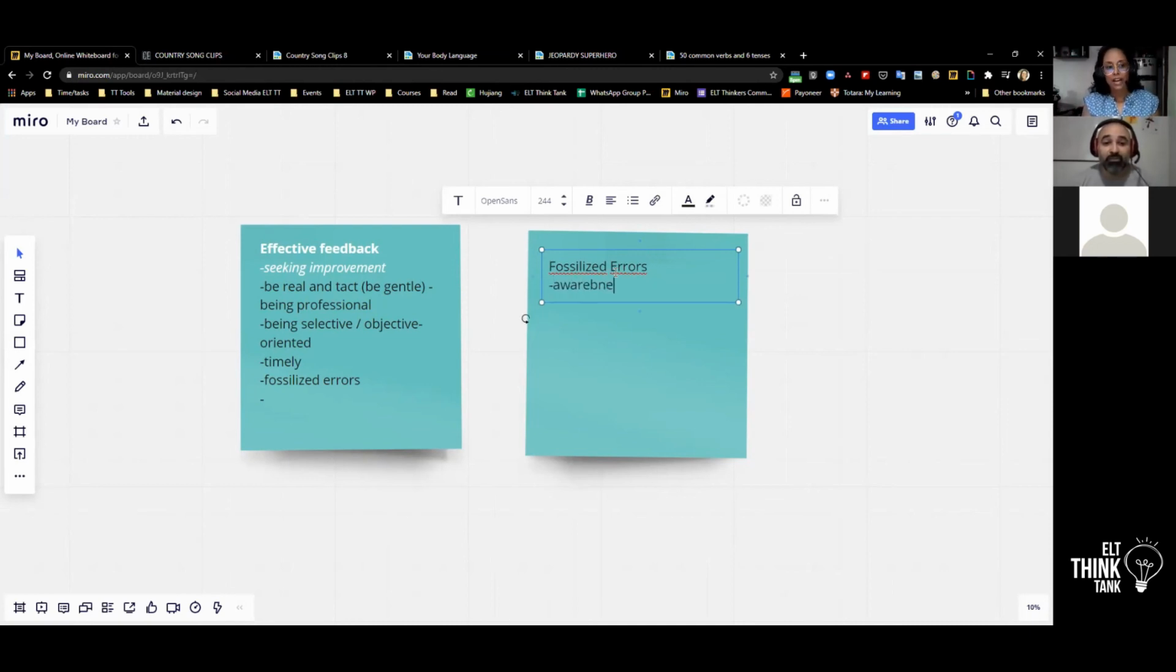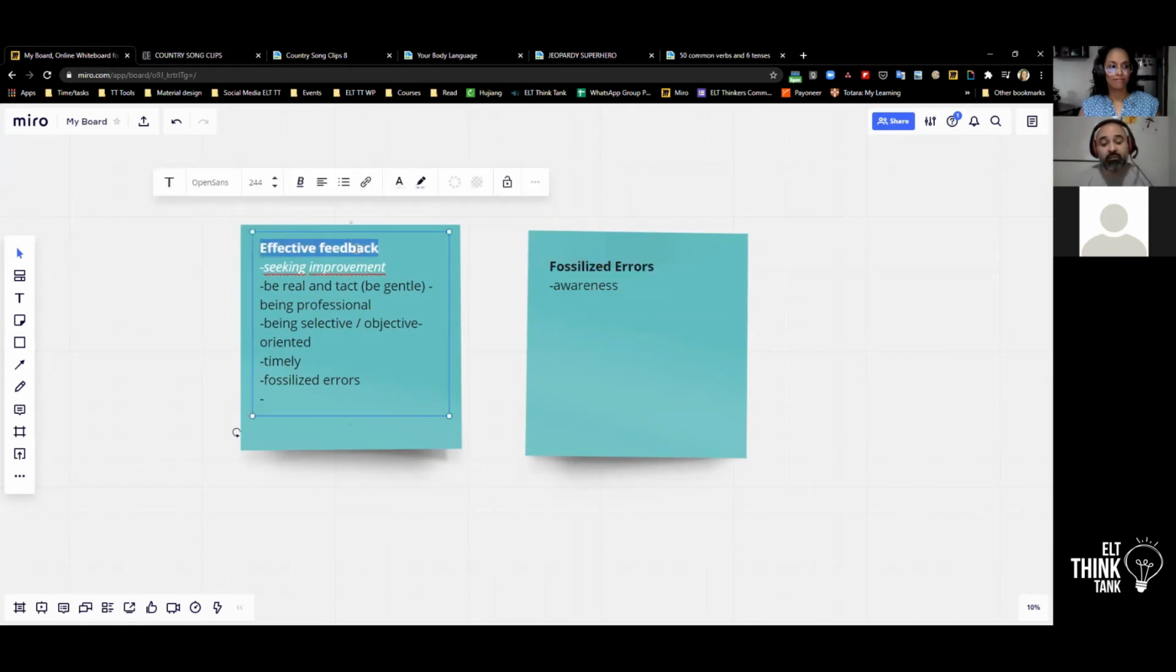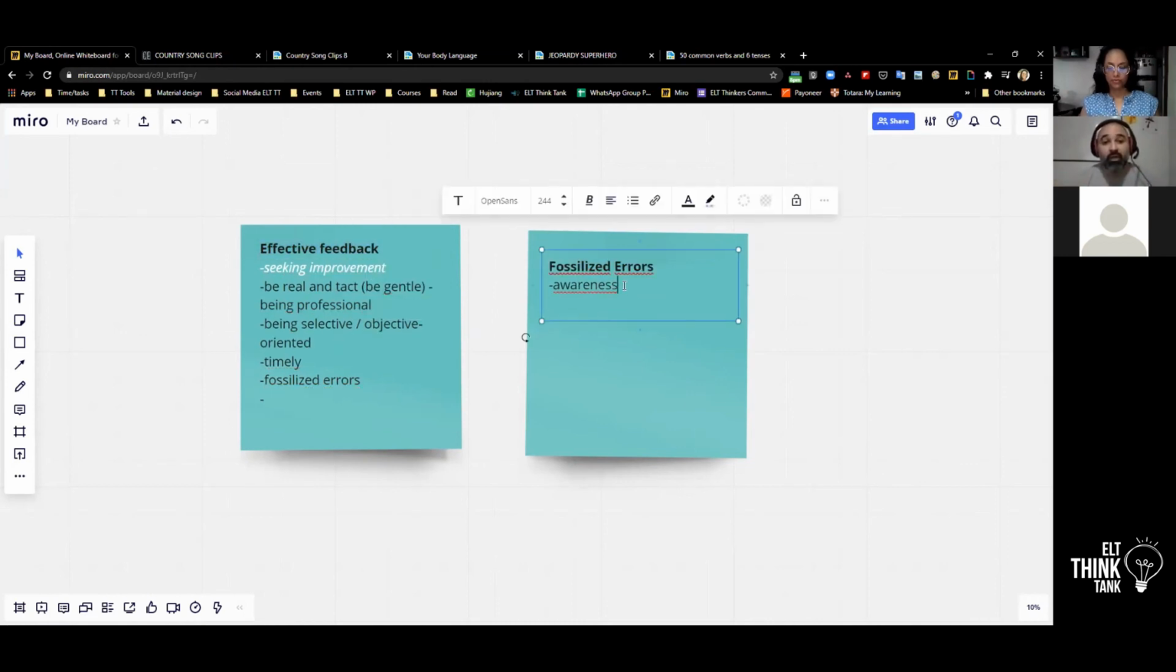Now, I have to be honest. When I see those fossilized errors, and let's say it's a B1 like you're saying, Jose, and it's an A1 mistake, what I actually do is blow it out of the water. I literally go all out and make a big deal of it.